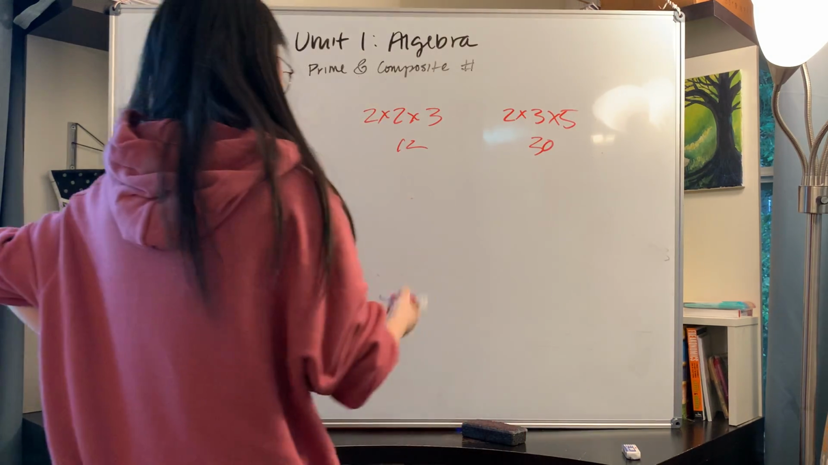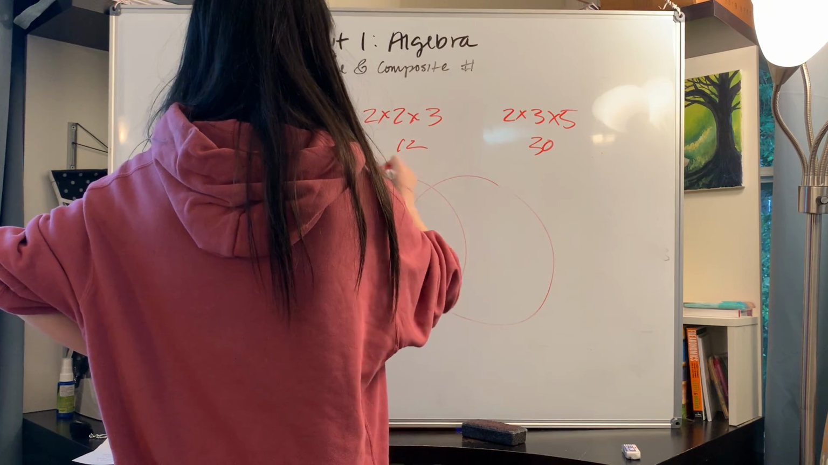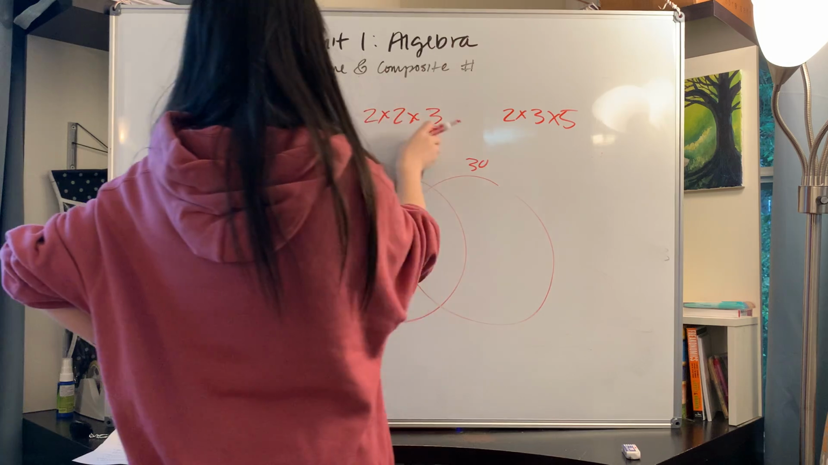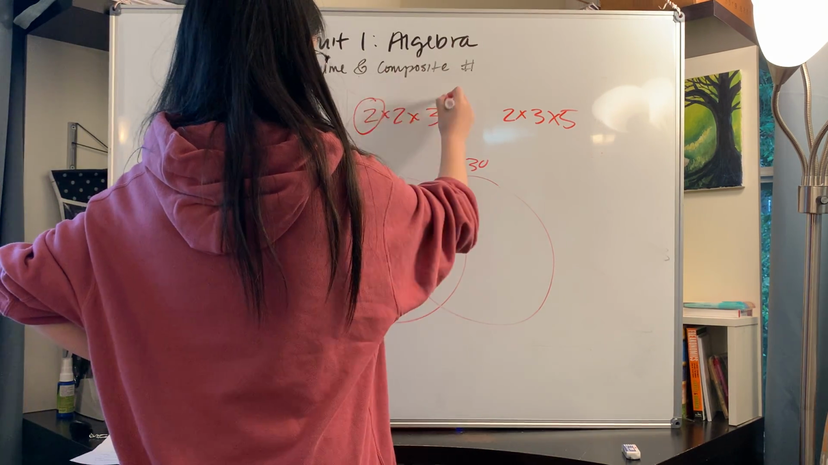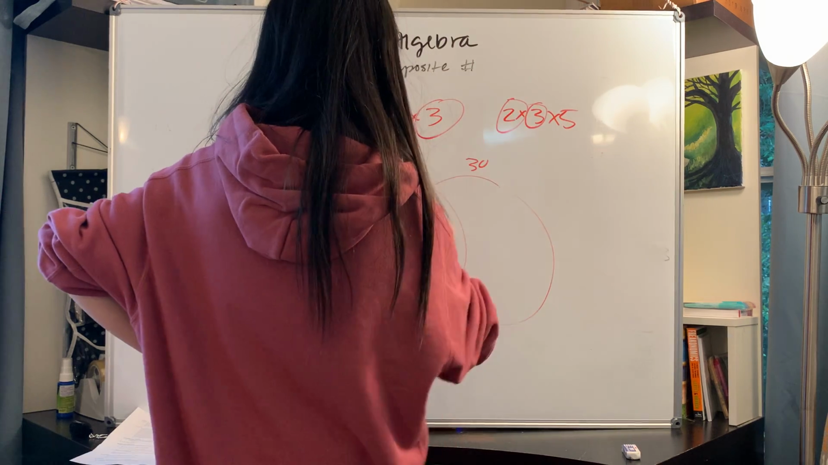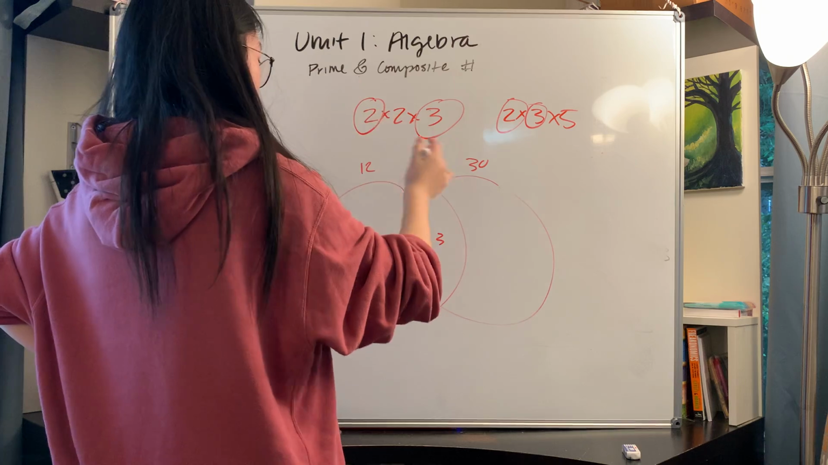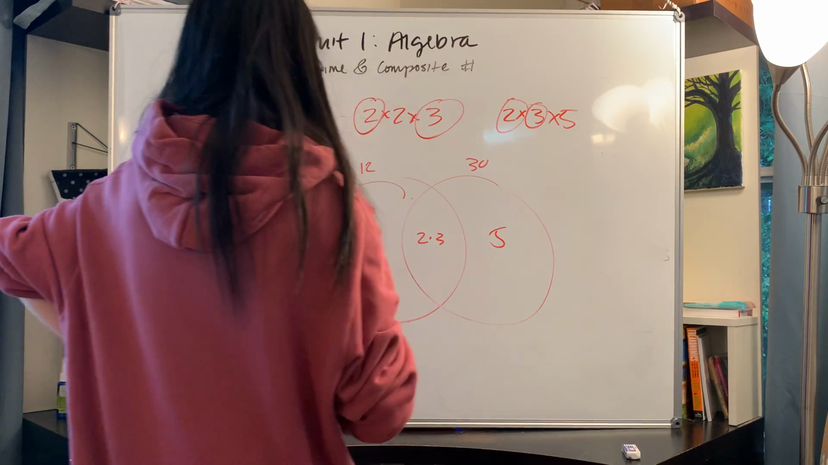You have two numbers, 12 and 30. And I'm going to draw the same diagram that I had before. This is for 12, this is for 30. We're going to put in their factors in this box. So the factors that they share are the 2 and the 3, so 2 times 3. And the factors that they don't share are this extra 2 right here, and this 5 right here.